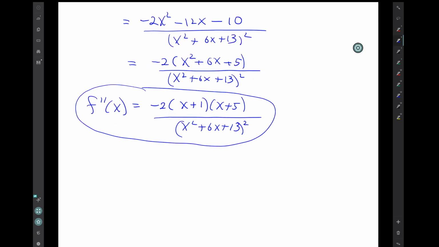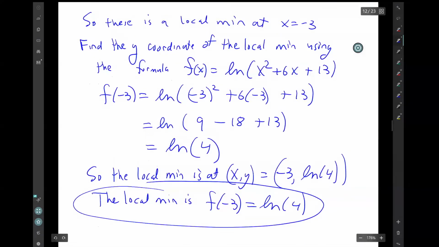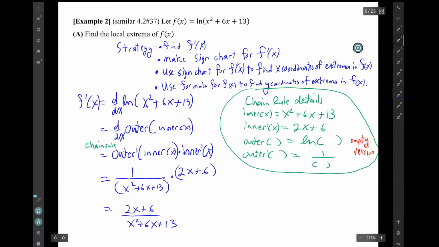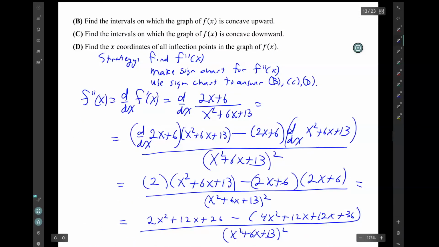So there's our second derivative. It took us quite a while. Notice that it's very interesting. To find f prime, we had to use the chain rule. We had to find the derivative of f of x using the chain rule. But to find f double prime, we had to use the quotient rule.